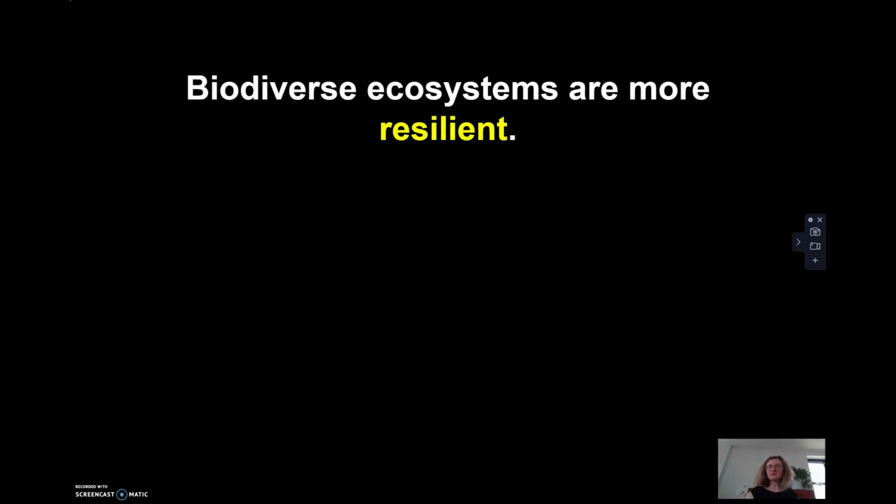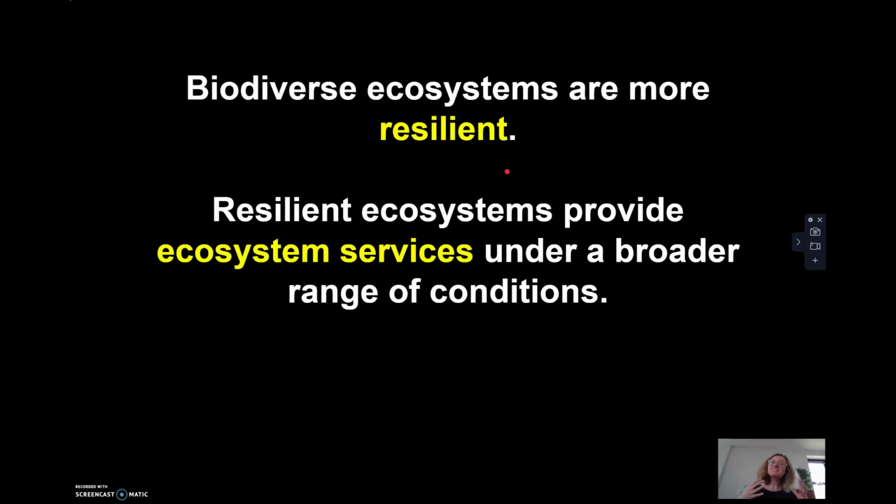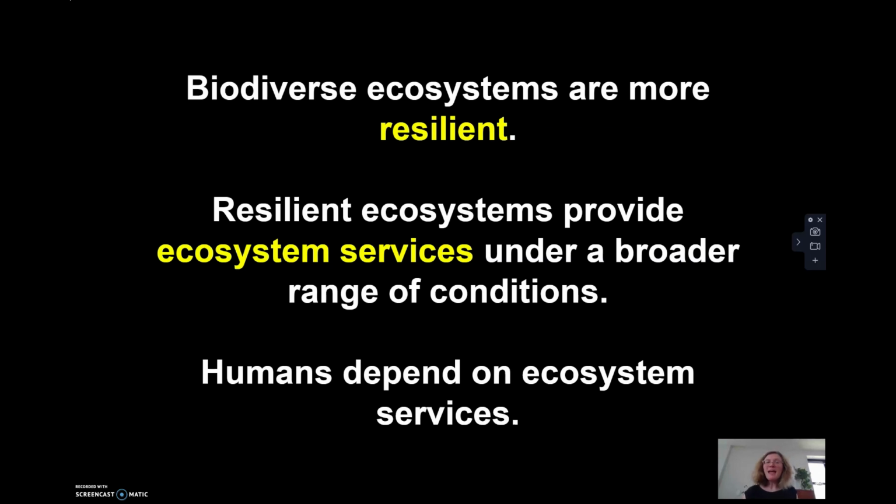So biodiverse ecosystems are more resilient, and resilient ecosystems are going to provide ecosystem services under a broader range of conditions. An ecosystem service is a benefit that humans get from a natural, intact ecosystem. This can be everything from lumber to fish. It can be oxygen production or water filtration, all of the things we get from nature for free. Those are going to be preserved if there's greater biodiversity and a more resilient ecosystem. And humans depend on ecosystem services to survive.